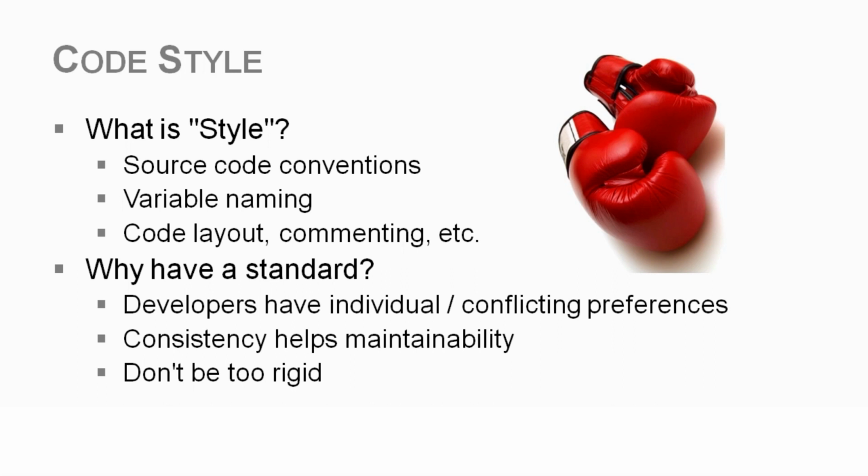Now, there are a lot of fights and arguments about code style when it's rigidly enforced. So why do we have a standard anyway? Basically, the same reason that we have those fights and arguments. Developers have individual and conflicting preferences. And if we let developers on a team all put in their different preferences, we have source code that looks completely inconsistent and is very difficult for other developers to go and grab someone else's style and figure it out. It just becomes a maintainability problem.